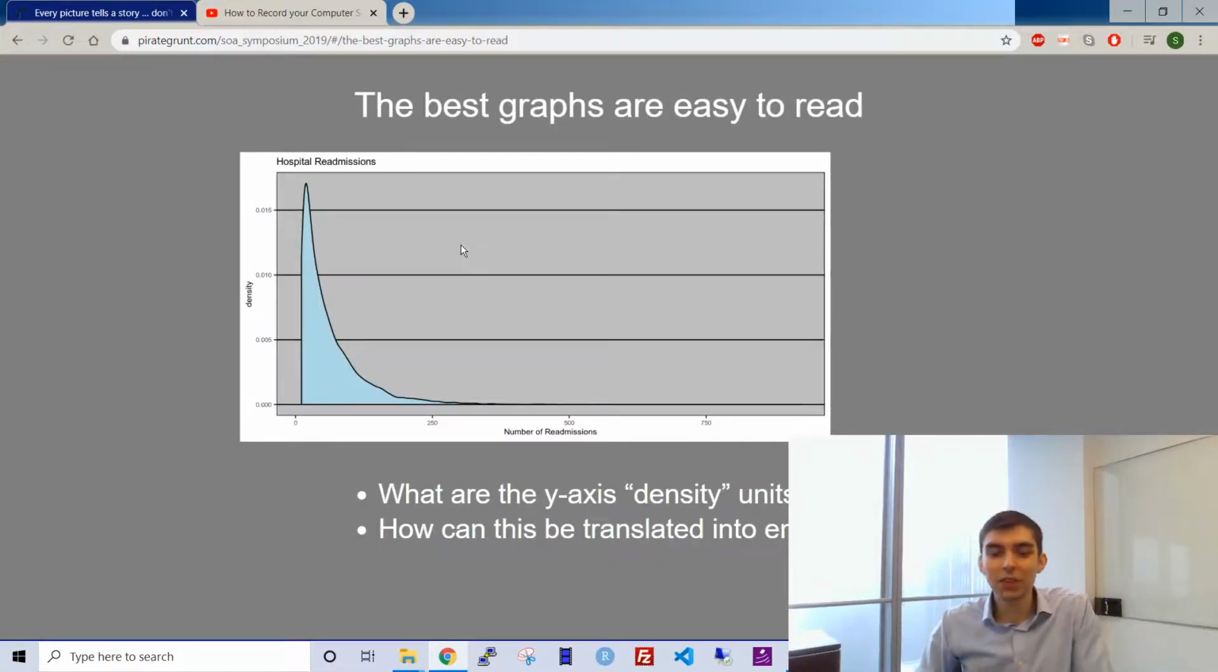The best graphs are easy to read. Take this example. On the x-axis, it says number of readmissions. On the y-axis, it just says density. How are you supposed to understand what this means? They're hospital readmissions, but it's really not easy. How do you translate this information into English?